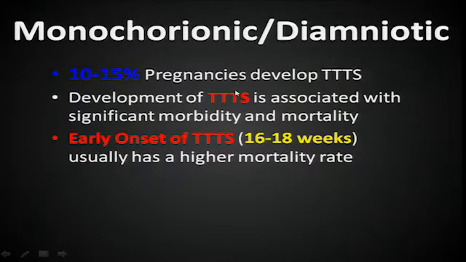So out of your monochorionic diamniotic twins, 10 to 15% of these pregnancies are going to develop twin-to-twin. Development of twin-to-twin is associated with significant morbidity and mortality. The earlier the onset of the twin-to-twin, the higher the mortality rate. So we know if we don't do something with these babies and they're already showing twin-to-twin at 16 to 18 weeks, one or both of these babies are going to die.